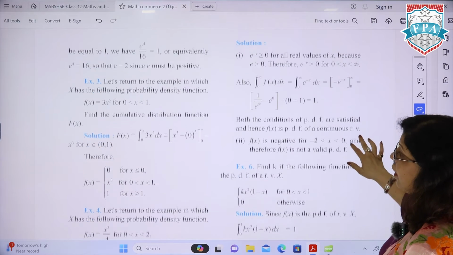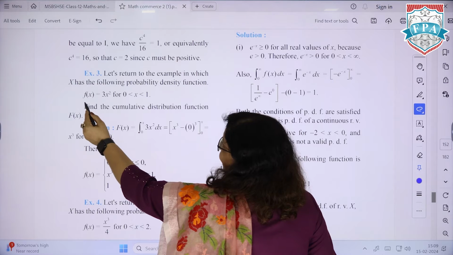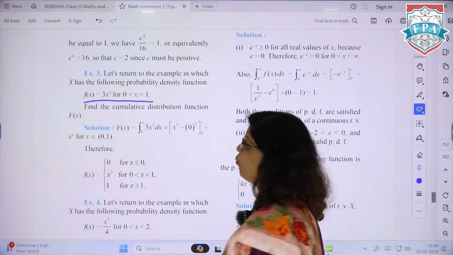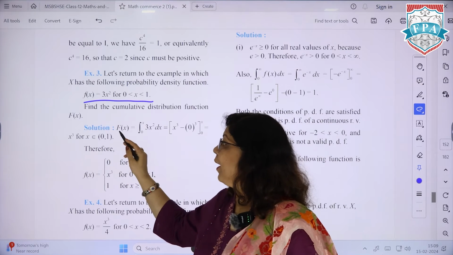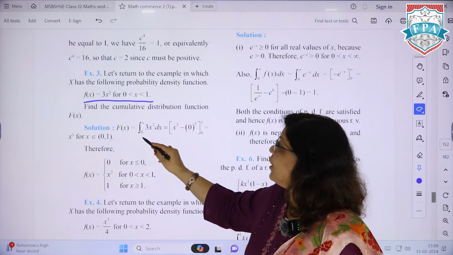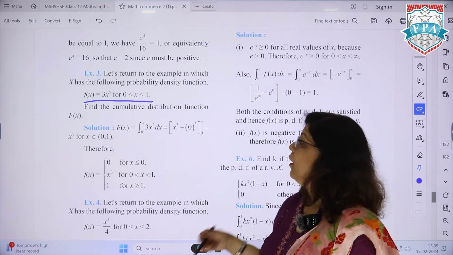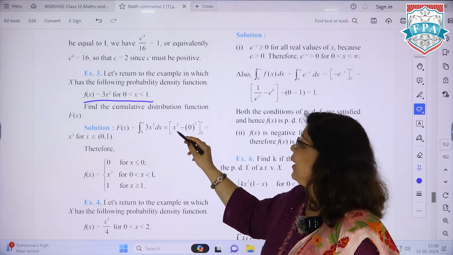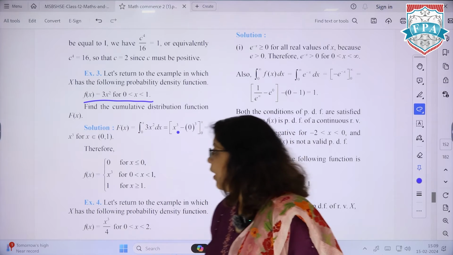Here, let's take example 3. Let's return to this, where f(x) is 3x square between 0 to 1. So for the cumulative distribution function, when you take capital F(x), it will range from 0 to x, because that's the first value, 3x square dx. Now integrate, normally we'll get x cube minus 0 cube, the value is x cube.